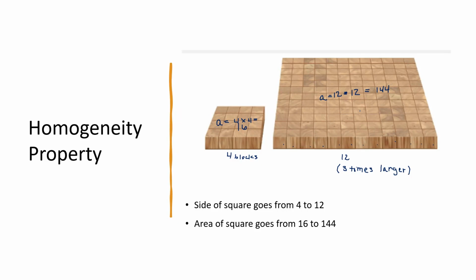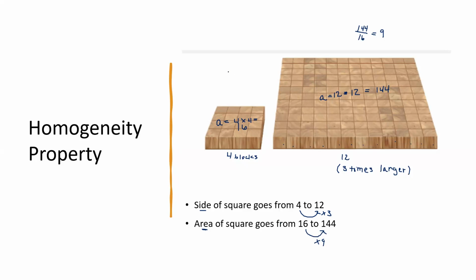Well, that's more than 3 times 16. 16 times 3 would be 48, but the factor is much bigger. So if I take 144 divided by 16, let's do that on my calculator, and see that it's 9. So the area, to get from the little one to the big one, I would take times 9. But the side, to go from the little one to the big one, I would take times 3.